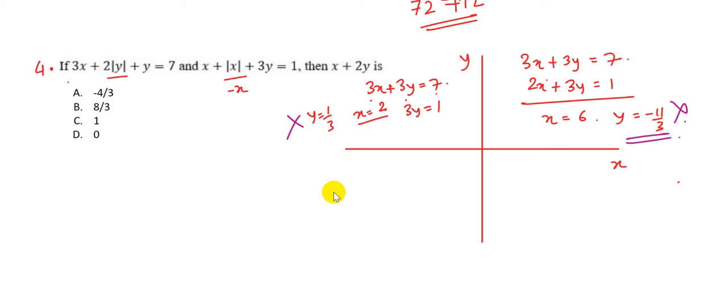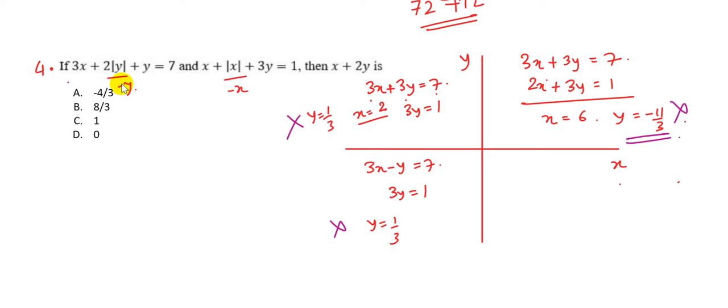Next, we come to the third quadrant where both x and y are negative. So that means both the modulus values will become negative. So the equation will be 3x minus 3y plus y, that would be 3x minus y equals 7, and 2x minus 2x plus 3y equals 1, that means 3y equals 1, or y equals 1 by 3. Now this is also wrong because y is coming out as positive here. Now we come to the last quadrant, or the fourth quadrant, where x is positive but y is negative.